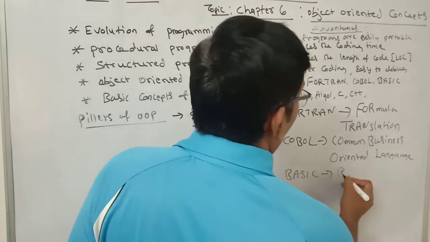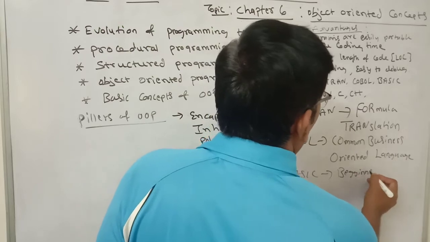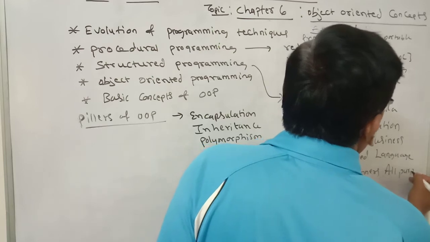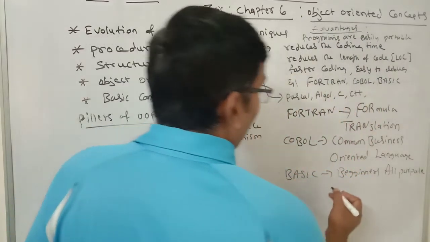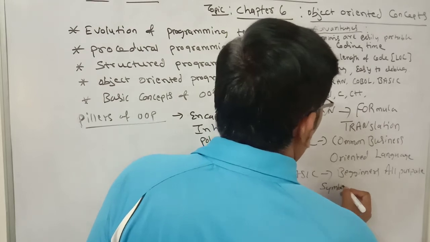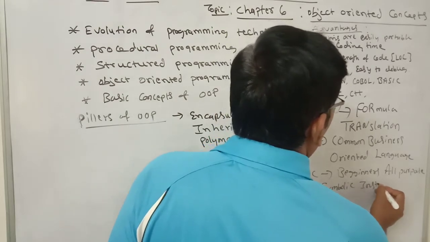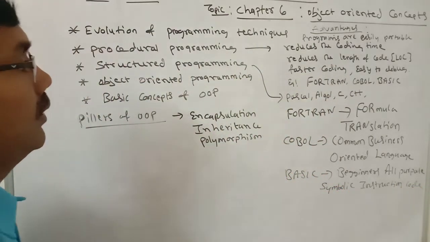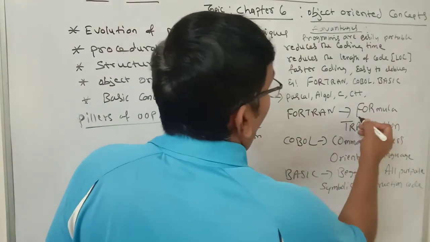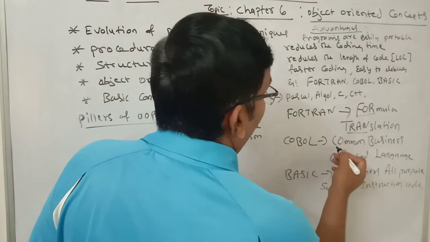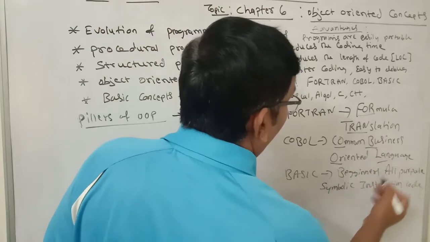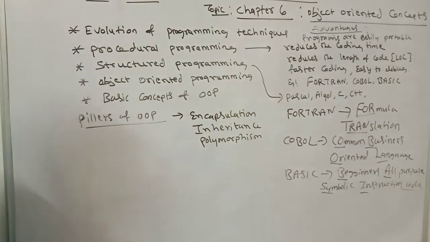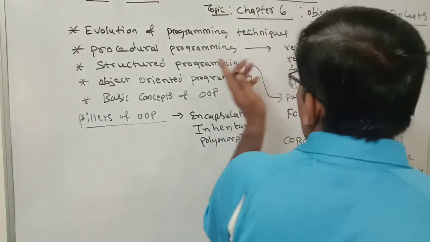Then BASIC, beginners all purpose symbolic instruction code. Okay, so these are all the full forms. Formula translation. Okay, common business oriented language, beginners all purpose symbolic instruction code. Okay, these are all the examples for procedural programming language.